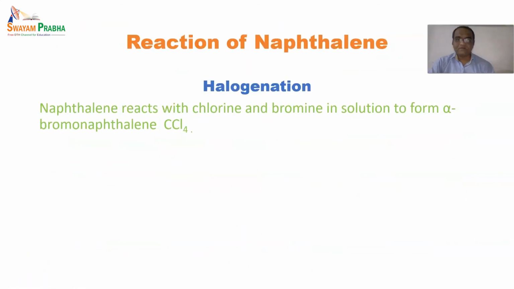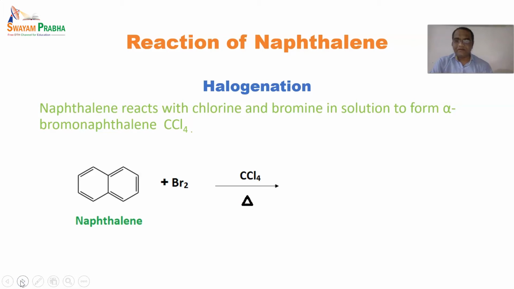Now we'll see reactions of naphthalene. The first reaction is halogenation. Naphthalene reacts with chlorine or bromine in solution to form alpha bromonaphthalene. This is carried out in carbon tetrachloride. Naphthalene with a halogen, bromine or chlorine, is heated using carbon tetrachloride as a solvent, and it forms alpha bromonaphthalene. As we have seen, the alpha product predominates over beta, so that is why we get the alpha product.